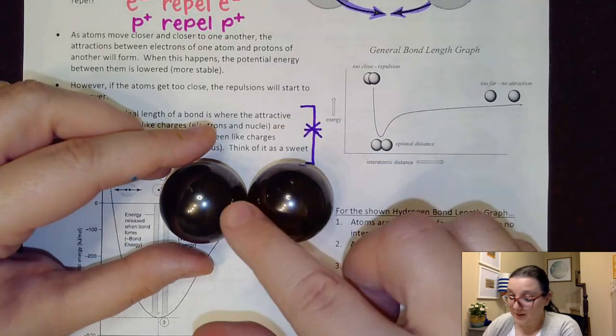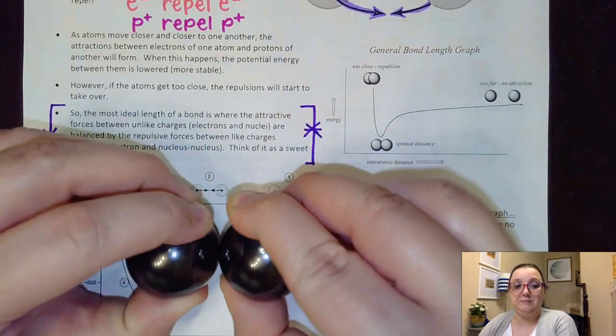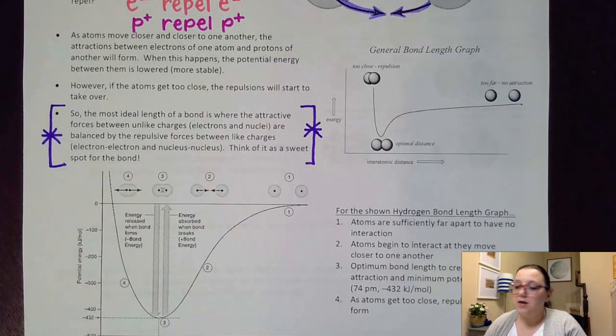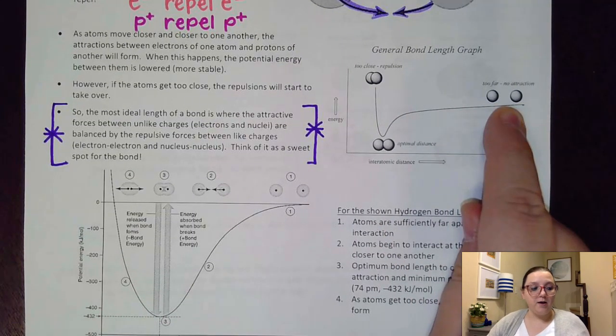Okay, because that attraction is there, I'm going to have to put in quite a bit of energy to pull those apart to then let them go on their merry way. So I have to input energy there in order to break them back apart.